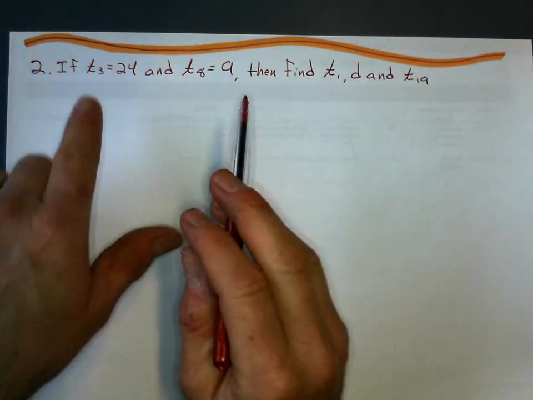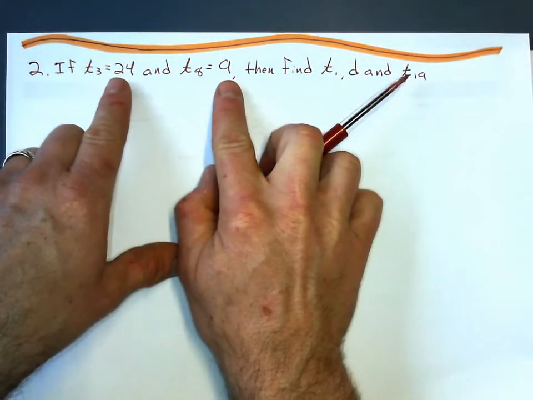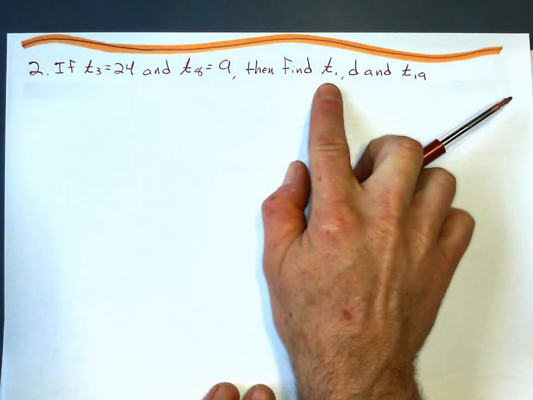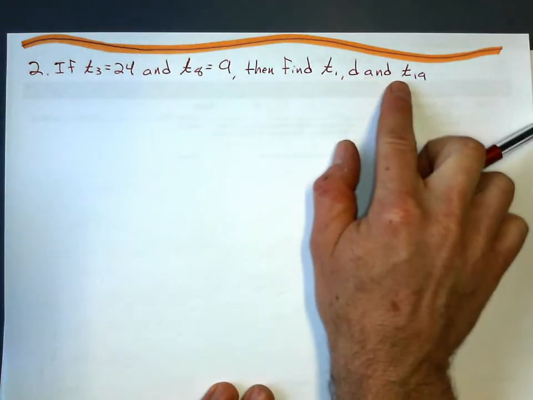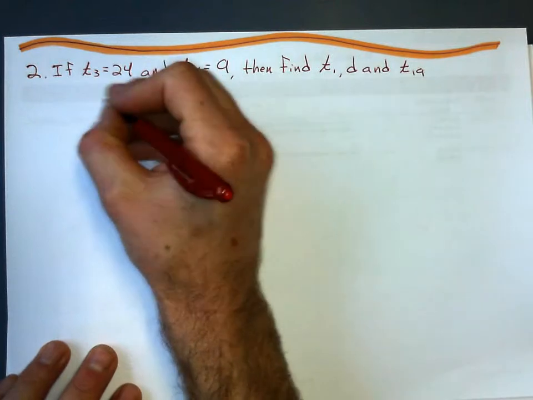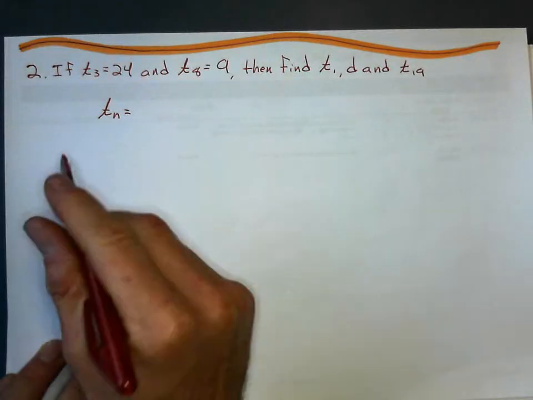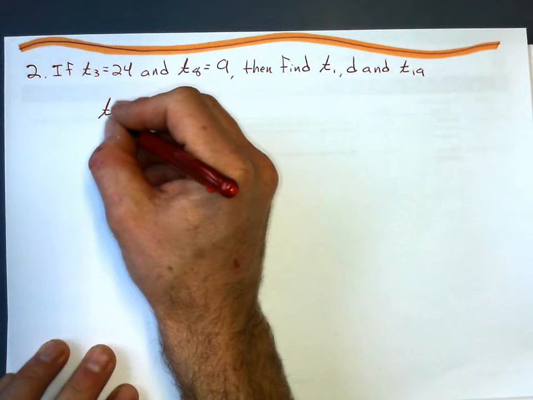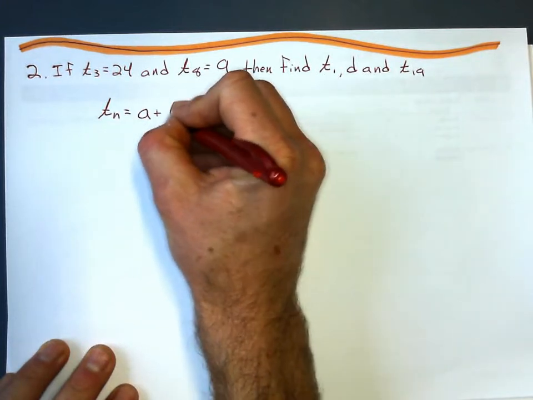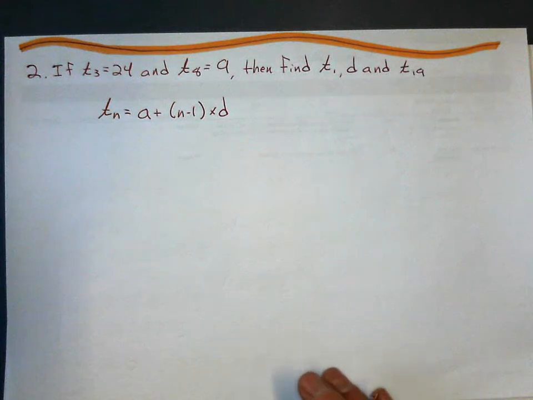So in this example, I'm saying, okay, 3rd term is 24, the 8th term is 9. Obviously the common difference is negative because it's going down. Find the first term, the common difference, and the 19th term. So first up, let's just write our general formula for arithmetic sequences, so finding the nth term. The nth term is a plus n minus 1 times d.